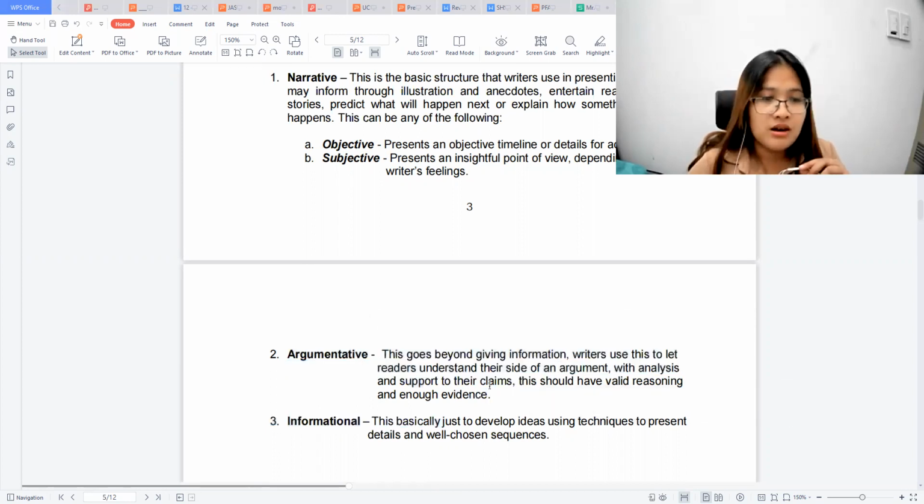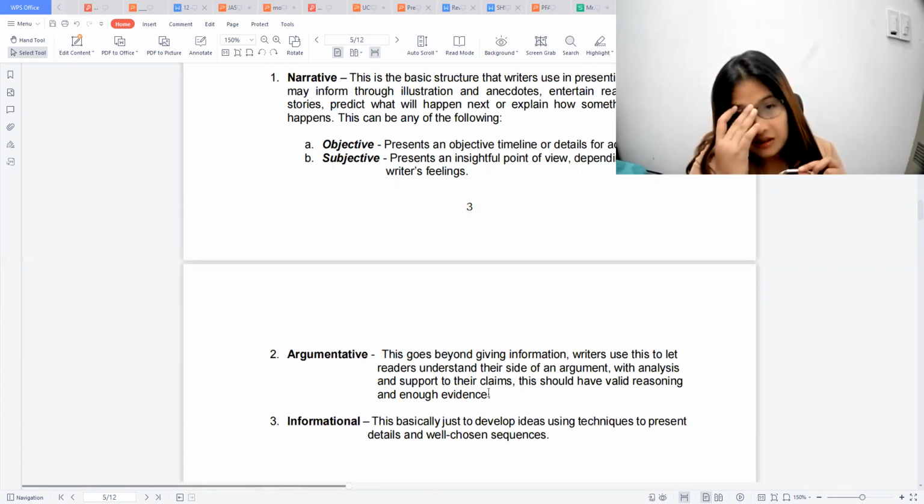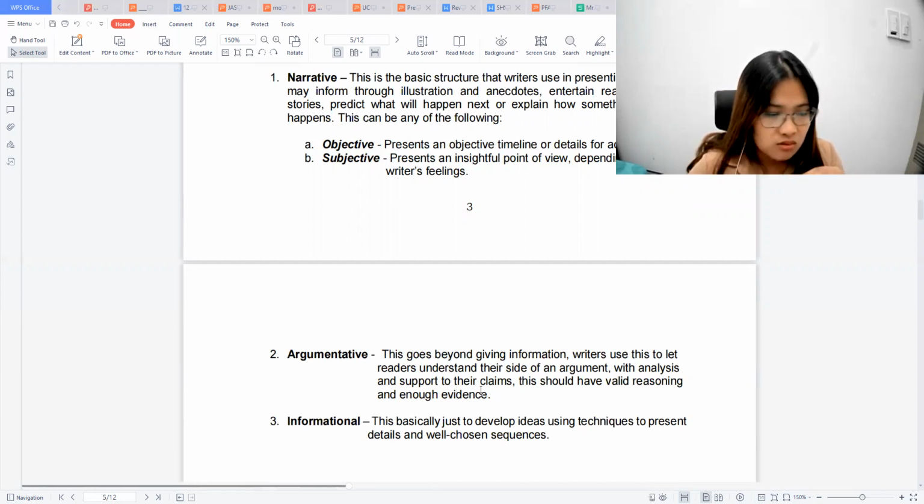So, this goes beyond giving information. Writers use this to let readers understand their side of an argument with analysis and support to their claims. This should have a valid reasoning with enough evidence. Hindi yung typical na pagkikipag-away, pero yun na kung magde-debate kayo or meron kang gusto mo ma-persuade or mapaniwala yung mga readers mo, dapat yung mga claims mo, yung mga sinasabi mo is may ebidensya.